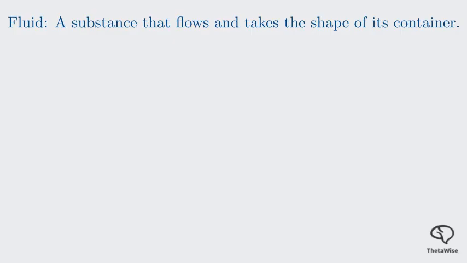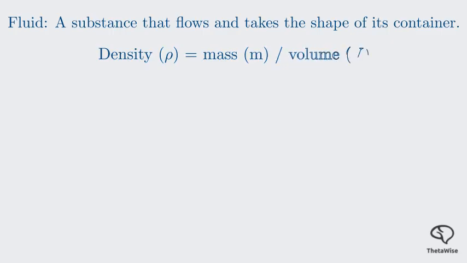Now let's talk about two fundamental properties of fluids, density and pressure. Density, represented by the Greek letter rho, is simply the mass of a substance per unit volume. It tells us how much stuff is packed into a given space. The formula is density equals mass divided by volume. For example, water has a density of about 1,000 kilograms per cubic meter. This means that 1 cubic meter of water has a mass of 1,000 kilograms, or 1 metric ton. Air, on the other hand, is much less dense, about 1.2 kilograms per cubic meter.